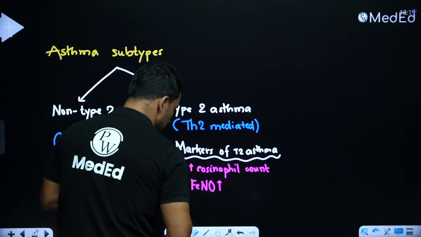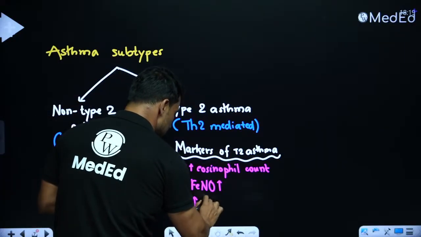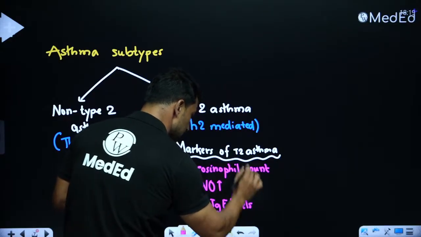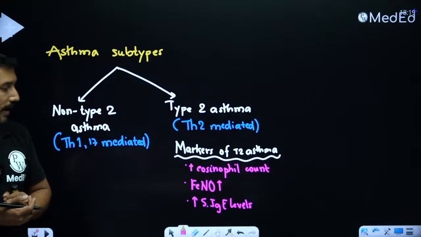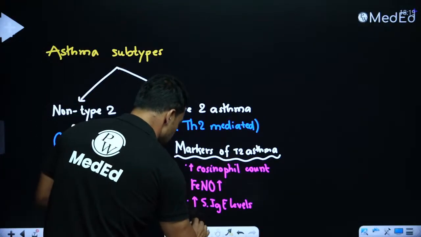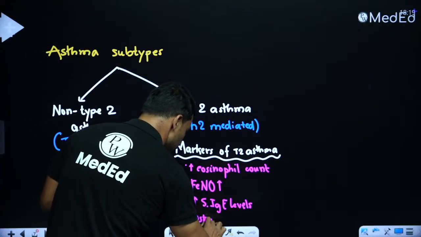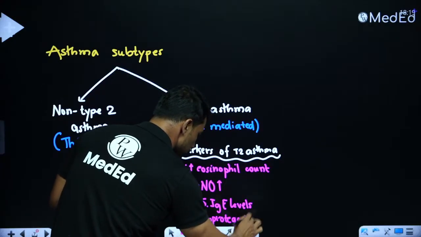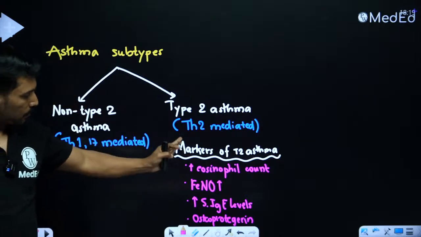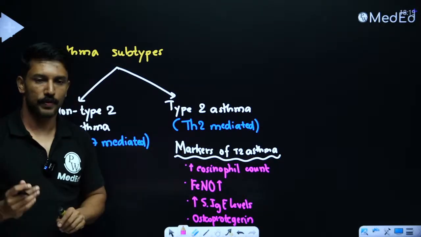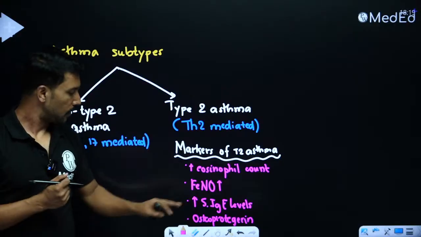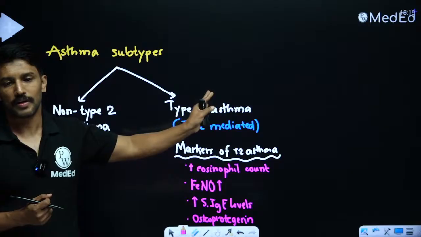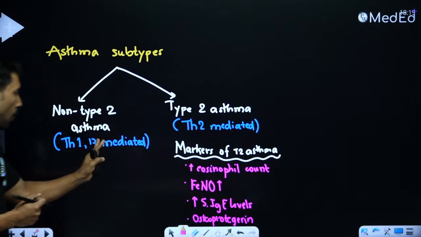Then third, increased serum IgE levels. The higher the serum IgE level, the more likely it is that we are dealing with type 2 asthma. And there is also a new marker related to bones but also seen to be elevated in patients with type 2 asthma, that is osteoprotegerin. So any question which talks about high eosinophil count, or FeNO being elevated, or serum IgE levels being elevated, or osteoprotegerin being elevated is talking about type 2 asthma. These will all be normal in non-type 2 asthma.